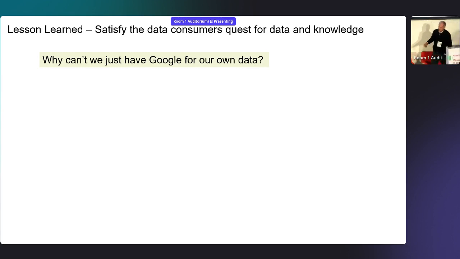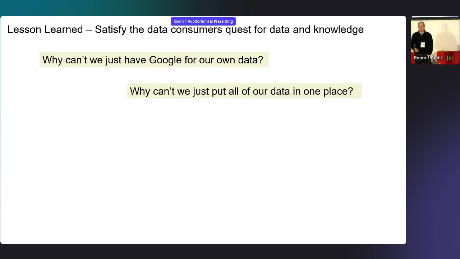And so two questions we got consistently every year when we do our IT strategies and roadmaps is, why can't we just have Google for our own data? Surely it should be simple just to find our own data. Why can't we just put all of our data in one place? Because then we can find it and we can get it. Yeah, neither of those two things are easy to do, right?